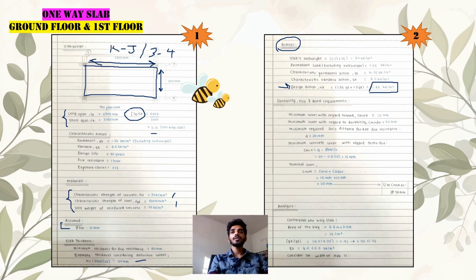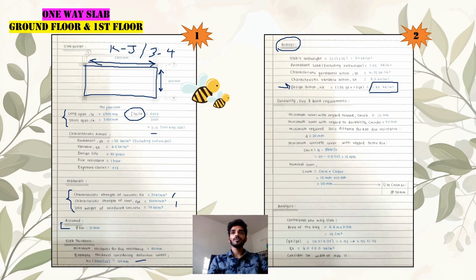So now we're going to see the durability, fire and bond requirements. We have the minimum cover with regard to bond, which is C min,b equals 10 millimeters, and then the minimum cover with regard to durability, C min,dur, is equivalent to 25 millimeters. The minimum required axis distance for R60 fire resistance needs to be considered as a equals 20 millimeters, because it has been given in the plan that A equals 20 millimeters is what we should use.